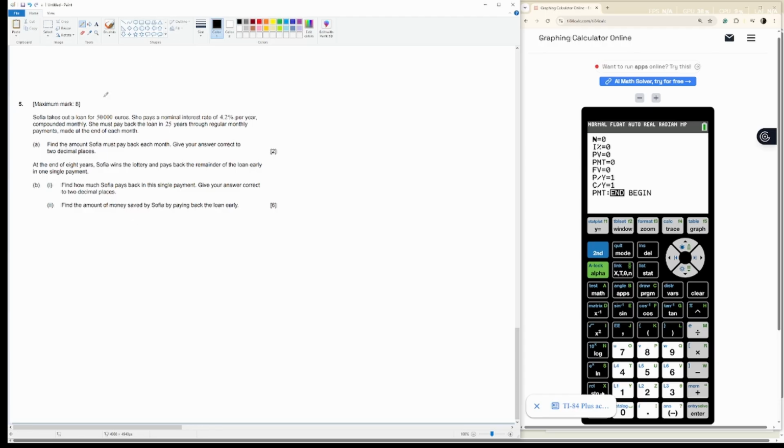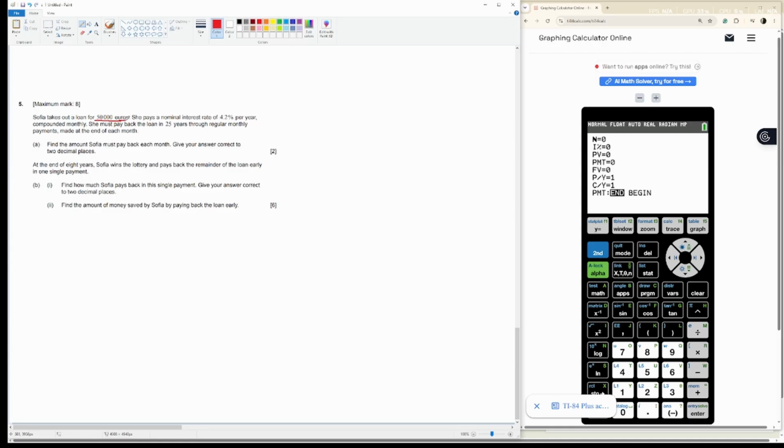Sophia takes out a loan for 50,000 euros. She pays a nominal interest of 4.2% per year, compounded monthly. For these types of exercises, what I really recommend doing is taking one more pencil or pen to your test or exam, and every time you see something that is valuable, just highlight it with red. This brings out the valuable information that you can later put into your calculator.